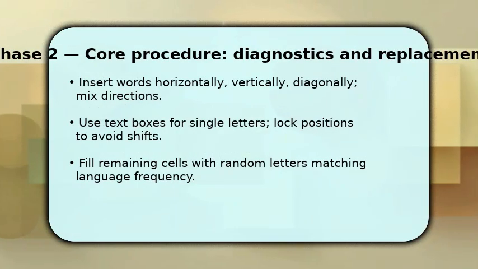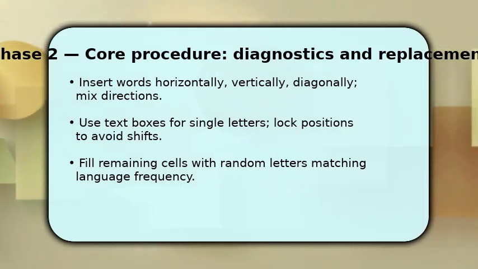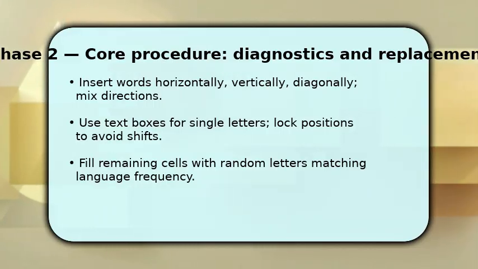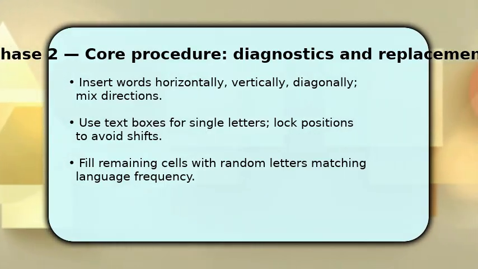Now you place words into the grid. Start with the longest words, orienting them horizontally, vertically, or diagonally to maximize fit. Once done, rotate directions to increase challenge. Use individual text boxes for each letter so you can fine-tune spacing, font size, and alignment, then lock those elements to prevent accidental moves. After all target words are placed, fill empty cells with random letters.